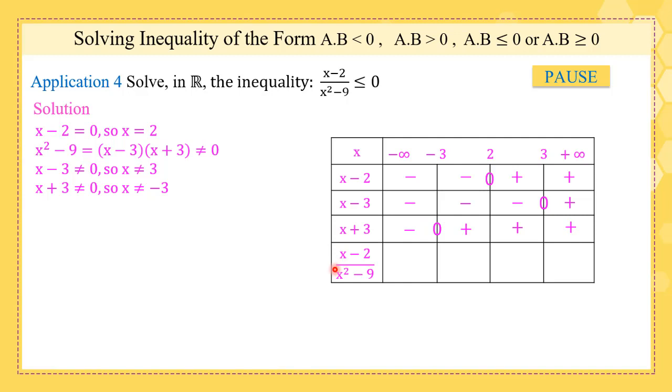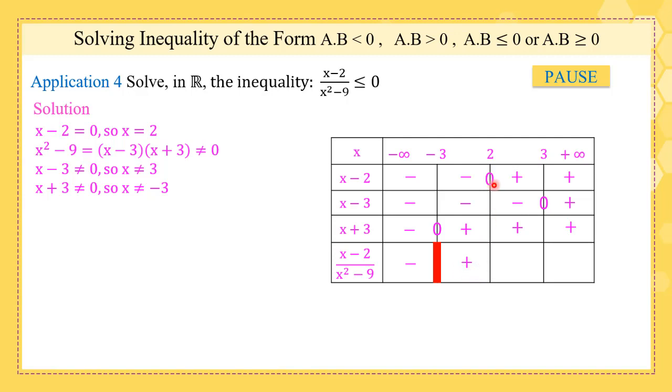Now, x minus 2 over x squared minus 9. We perform the multiplication of the signs. Minus times minus times minus gives a negative sign. Minus 3 is not included in the domain. We have x does not equal minus 3, so we shade this column. Then minus times minus is plus, multiplied by plus gives a positive sign.